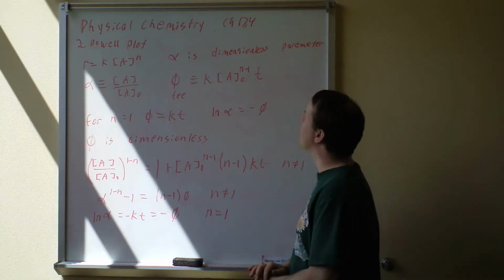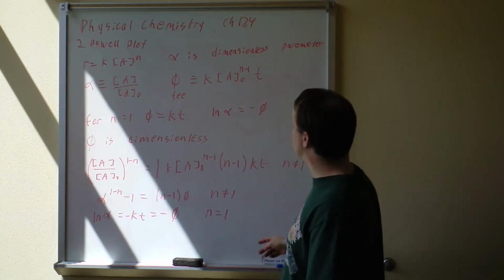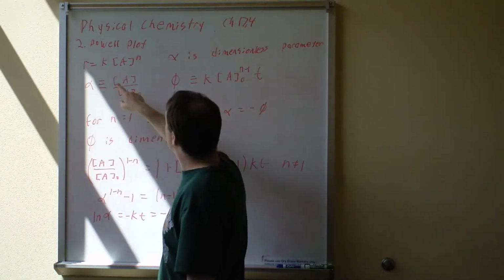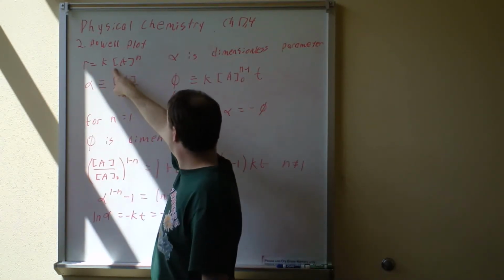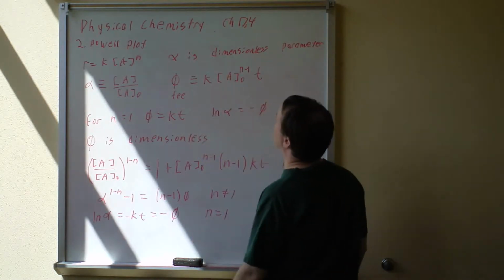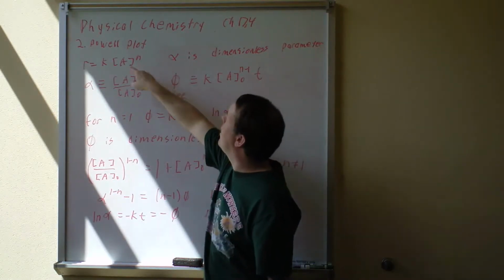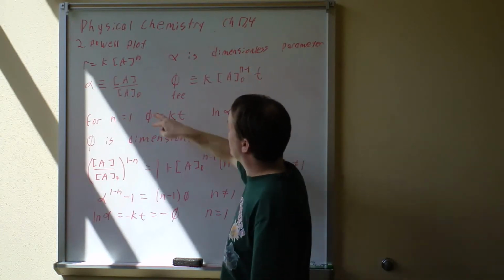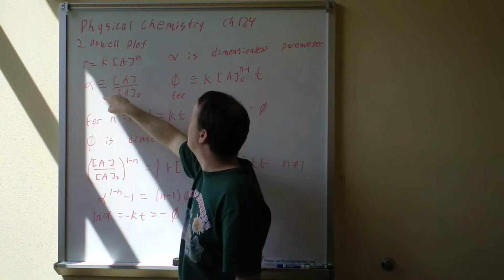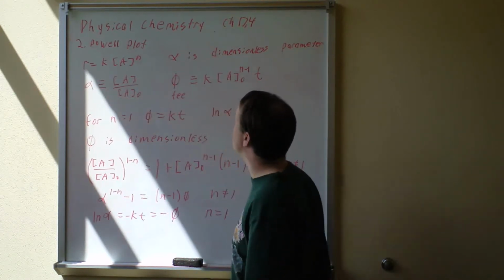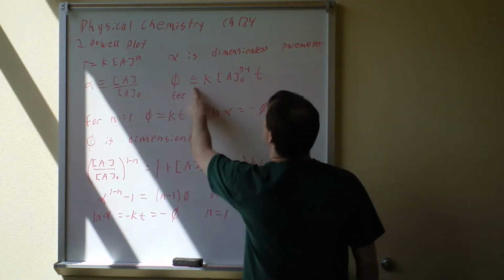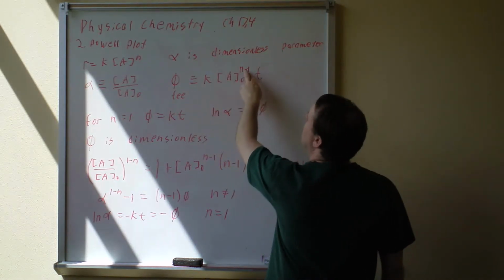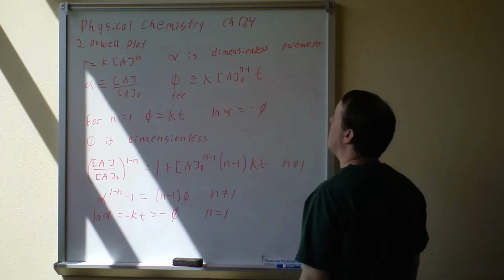Now in physical chemistry, chapter 17, section 4, we're talking about different ways to determine the rate laws. The second one is the Powell plot. Let's say we're starting with the same reaction. R is equal to K times the concentration of A to the N, and we need to find out what N and K are. Now we're going to say alpha is a dimensionless parameter. It's the same way we defined it on the previous slide. Alpha is the concentration of A divided by the initial concentration of A. And we also have phi. Phi is going to be K times the initial concentration of A to the n minus 1 times T.